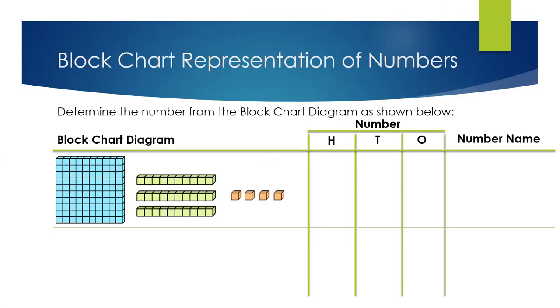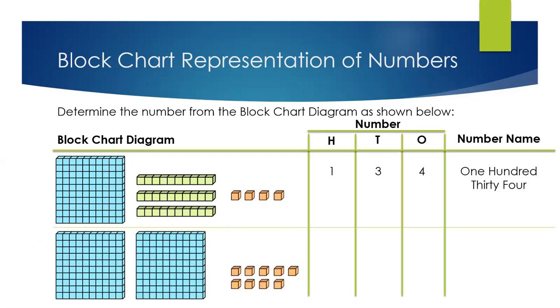So let us see how many hundreds are there. We are having 100. So how many hundreds? 100. How many tens are there? We are having three tens. 1, 2, 3. So three tens are there. And how many ones are there? There we are having four ones. 1, 2, 3, 4. So the number formed is 134.